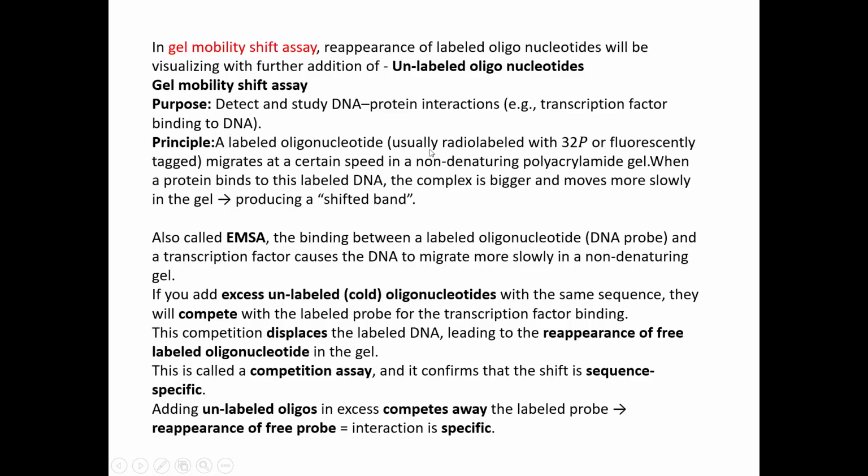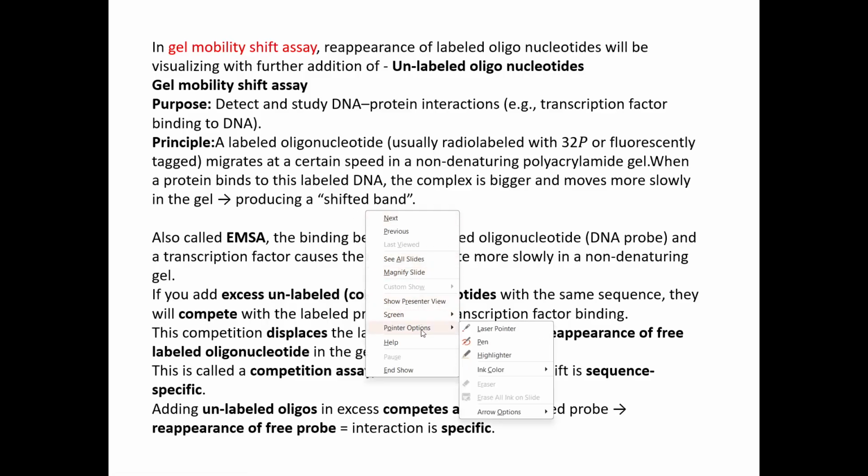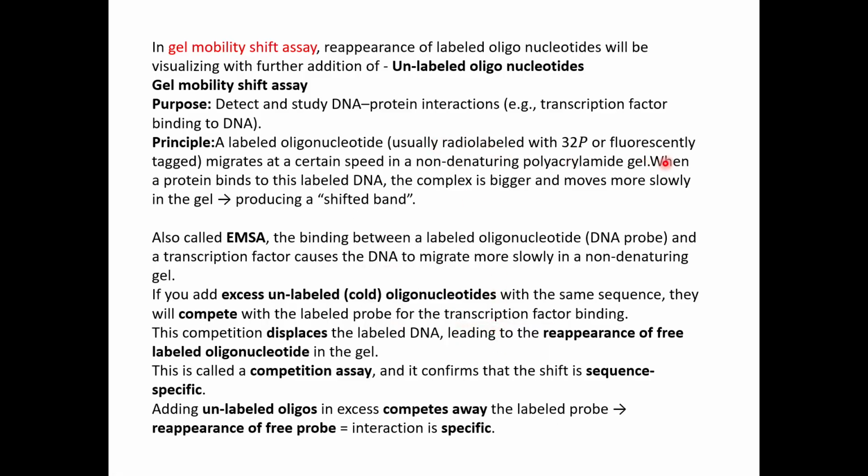So, the basic principle is a labeled oligonucleotide, usually labeled with P32, like we discussed, or a fluorescently tagged oligonucleotide, migrates at a certain speed in a non-denaturing polyacrylamide gel. So, when a protein binds to this labeled DNA, the complex is bigger and moves more slowly in the gel, producing a shifted band. That is what we saw previously. And then we also had super shift by addition of antibody. So, like I said, this is also called as EMSA.